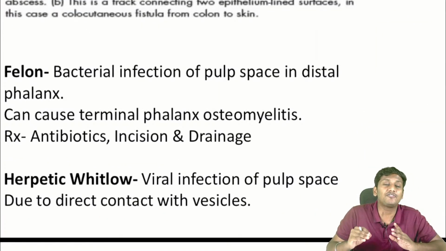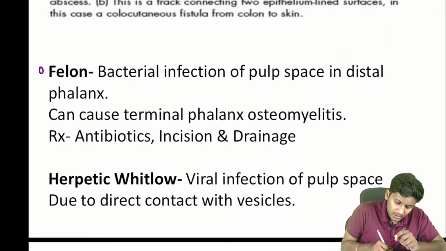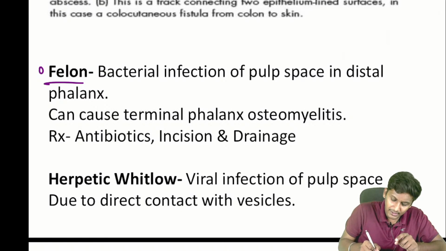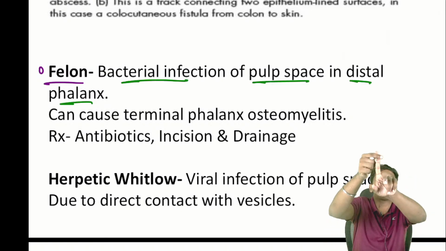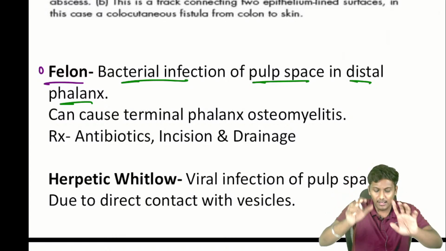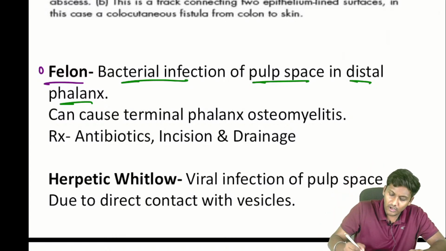But paronychia is infection of the nail bed, whereas on the other hand, felon is actually an infection of the pulp space of the finger. So you have to remember that felon is actually a bacterial infection of the pulp space in the distal phalanx. Yahan distal phalanx ke aaspaas jo infection hota hai pulp space ka, that is what is known as the felon definitely.